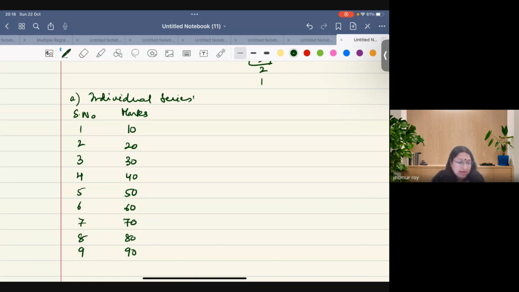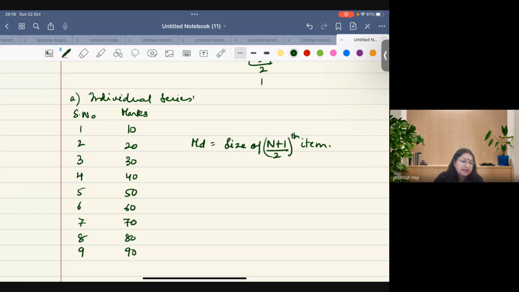So how do we write this? We write this as median. This is the formula: median equals the size of (n plus 1) by 2th item. This is the formula for an individual series.